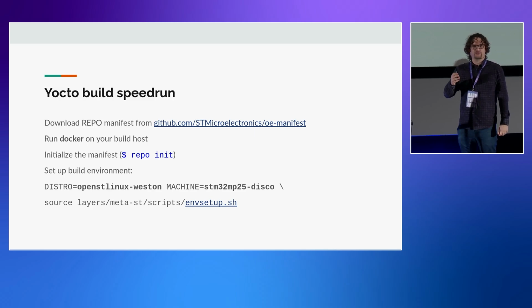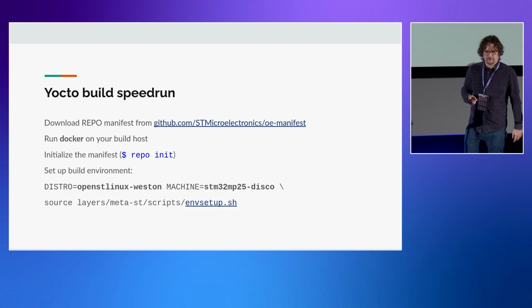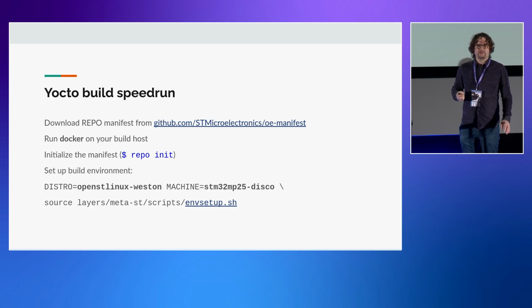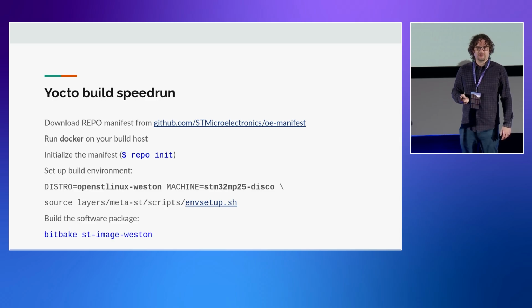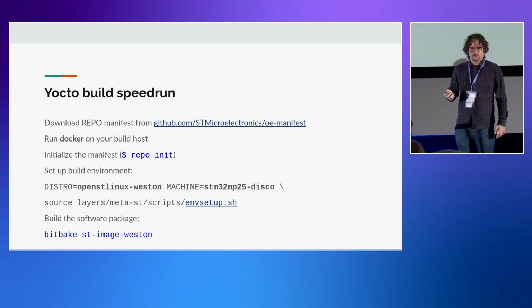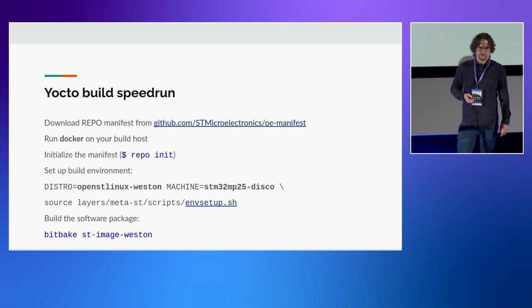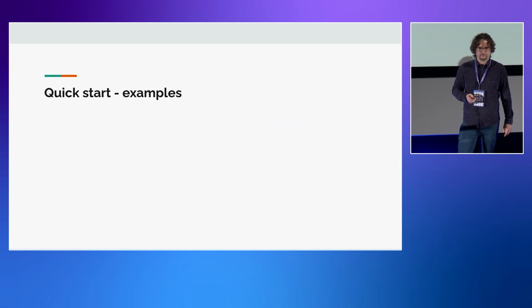So we want to build distro named OpenSTLinux Weston. Weston is a graphical implementation of GUI interface. And thanks to this, we will also have some GUI available if you want to play around with it. And the machine, obviously, STM32 discovery. And then the script which sets up the environment. And at the end, we are building the software package by the command bitbake st-image-weston. This is the image for the Weston implementation.